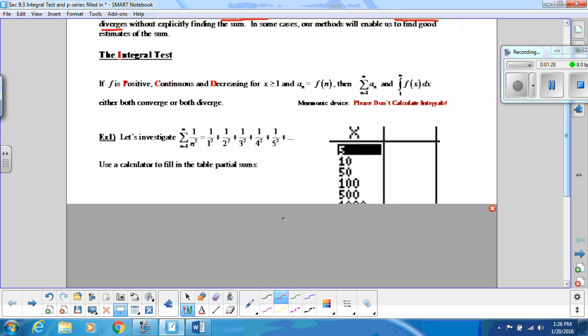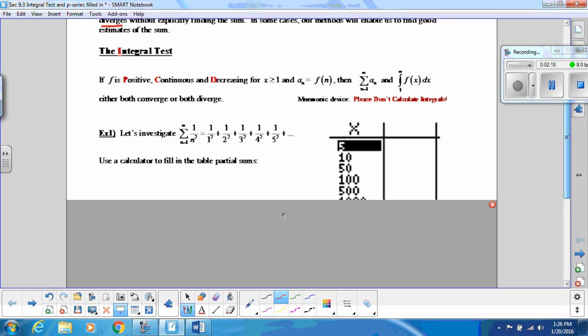The integral test says if we have a function f that is positive, continuous, and decreasing for x greater than or equal to 1, and if we can write a sequence a sub n equal to f of n, so the function represents our sequence, then our series, the summation of that a sub n, and the integral from 1 to infinity of that function are either both going to converge or both diverge. Whatever this integral does, diverge or converge, that's what the series will also do. A mnemonic device for this integral test is "please don't calculate integrals." That'll help you remember to check for positive, continuous, and decreasing, and then I is for the integral test.